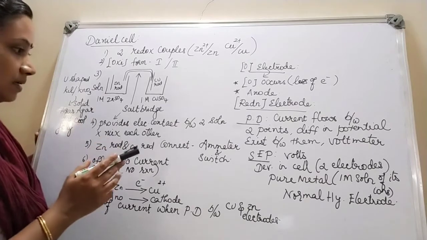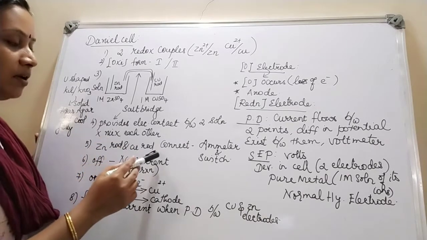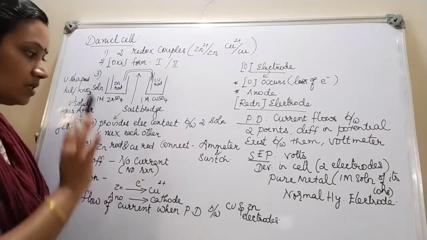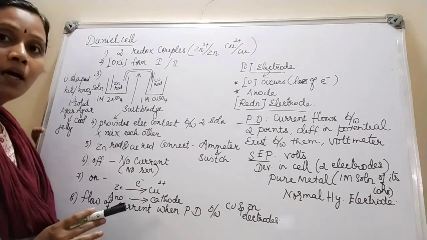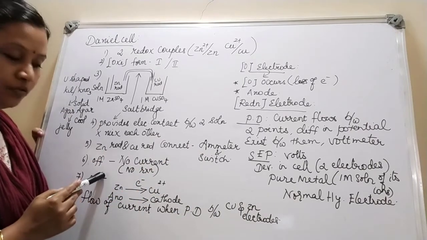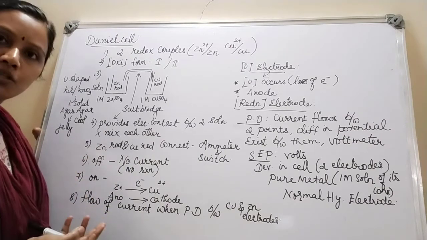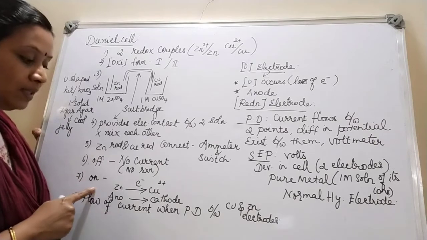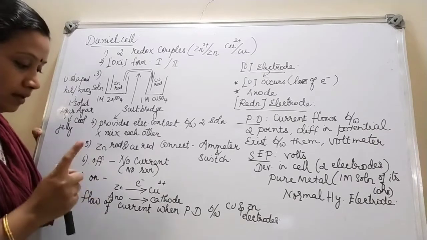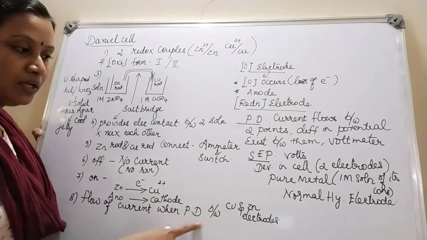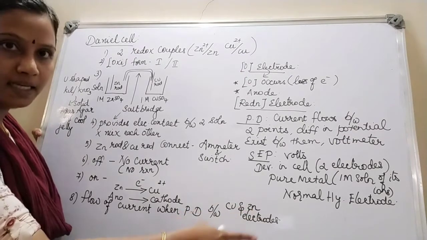Now see, this zinc rod and copper rod are connected to a meter, and the meter is then connected by means of a switch. So this is how the instrumental setup is. Now in the beginning, when the switch is off, there is no current because there is no reaction happening. When the switch is on, then flow of current takes place because there is a potential difference between copper and zinc electrodes.